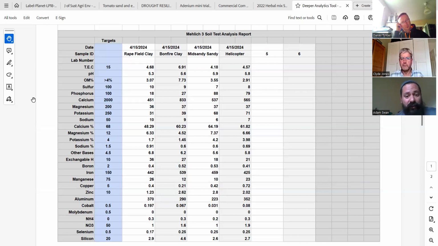So another thing might be to do some tissue tests if you're versed in that. I'm not really versed in looking at tissue tests. Sap tests is another option. We've got a bit more experience to see what is needed in the sap of the pasture or whatever it is, or the arable crop.